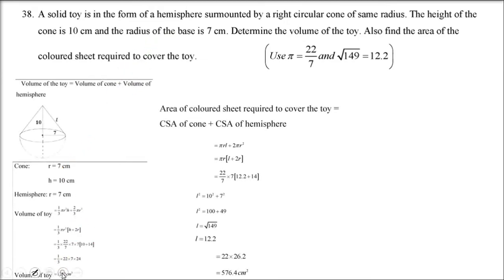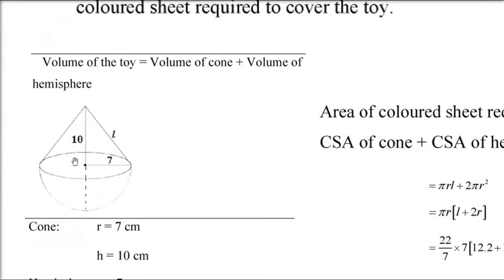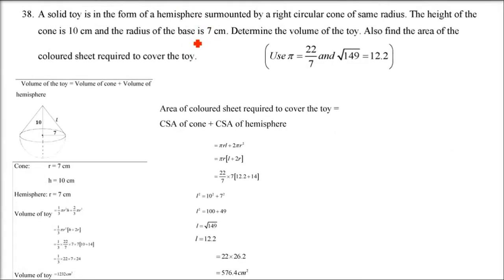So let me show you the figure first. What is the scenario? So this is a toy, a khilona. So there is a cone which is over a hemisphere. The base is a hemisphere. So on this hemisphere, there is a circle. That is, you can say this upper surface of the hemisphere, which is the base of the cone. So the radius of this hemisphere is the radius of the cone also. So radius is 7 for both of them.